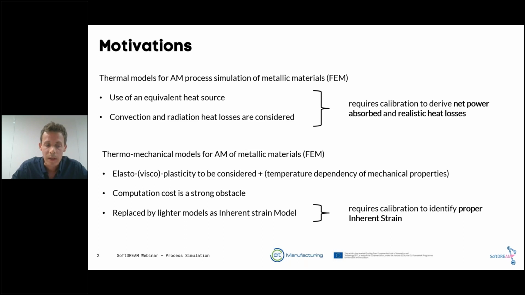It's the same approach with the thermomechanical modeling. The physics is quite complicated. Elasto-viscoplasticity should be considered, and temperature dependency of mechanical properties is also important. But by doing that, the computation cost becomes quite a problem and an obstacle for running simulations on large geometries. That is why most of the time we try to replace this complex model with simplified ones. One of the alternatives is the inherent strain model, which is based on the simplification of the physics. So again, this simplification has to be compensated with some additional data, and this additional data can come from experiments.